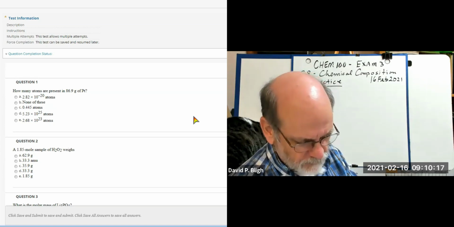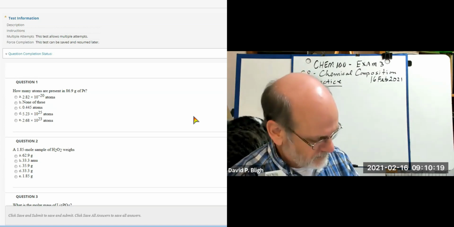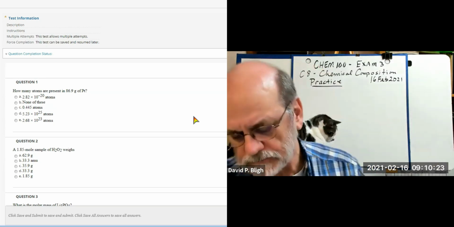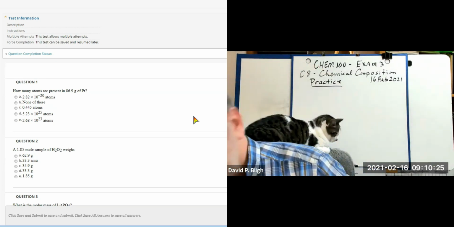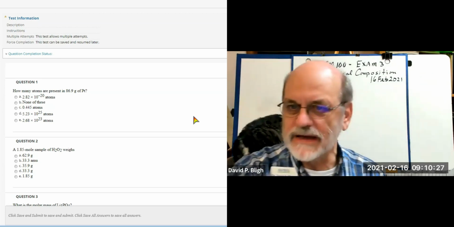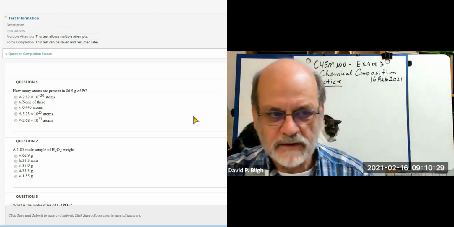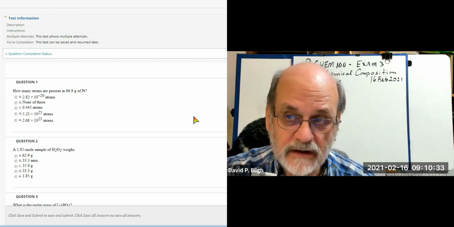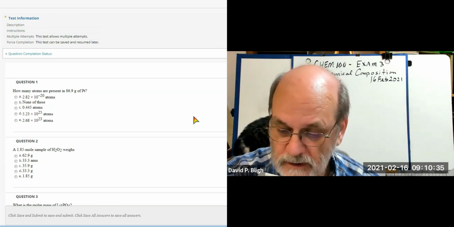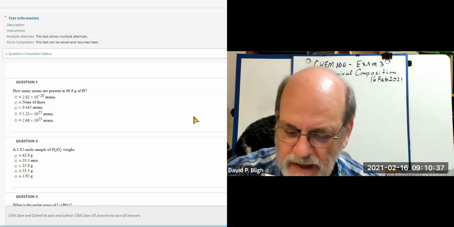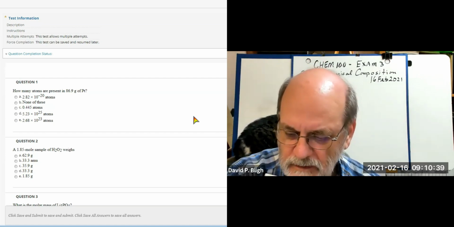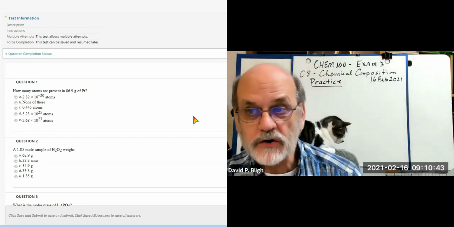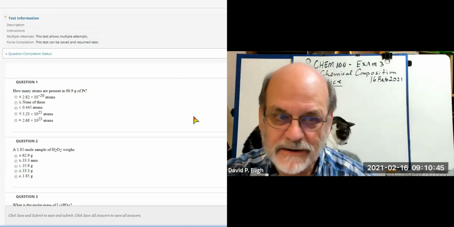Yeah. Inside the front cover. That should be sufficient. It'll have atomic weights. So I'm giving you a hint. You're going to need atomic weight, and actually you're going to need more than that. You're going to need atomic weight and you're going to need Avogadro's number to do this one. So 86.9 grams of platinum. This is a dimensional analysis, conversion factor problem. I'll give you a hint.